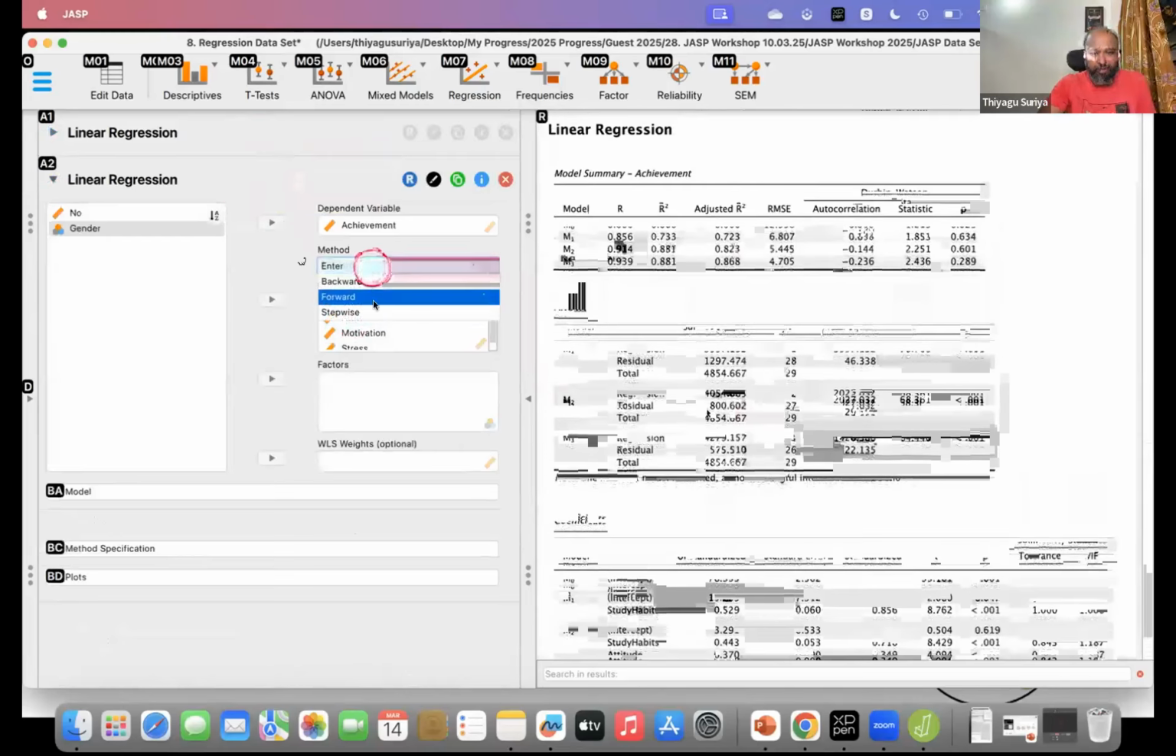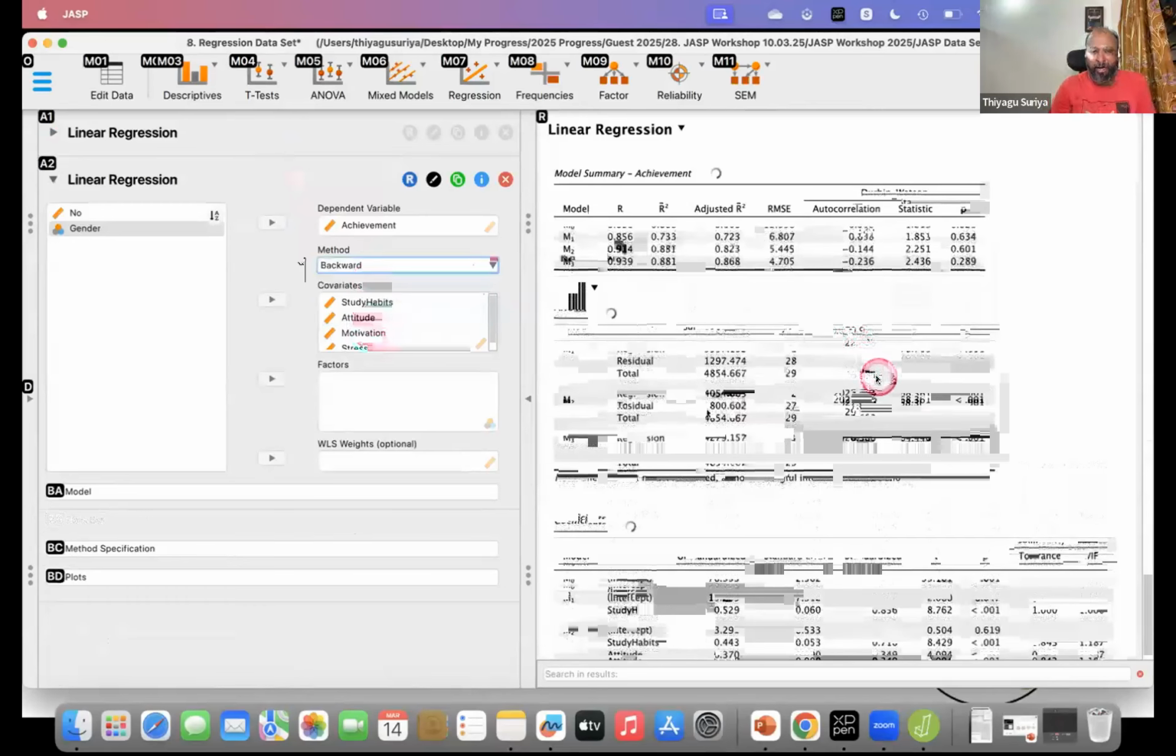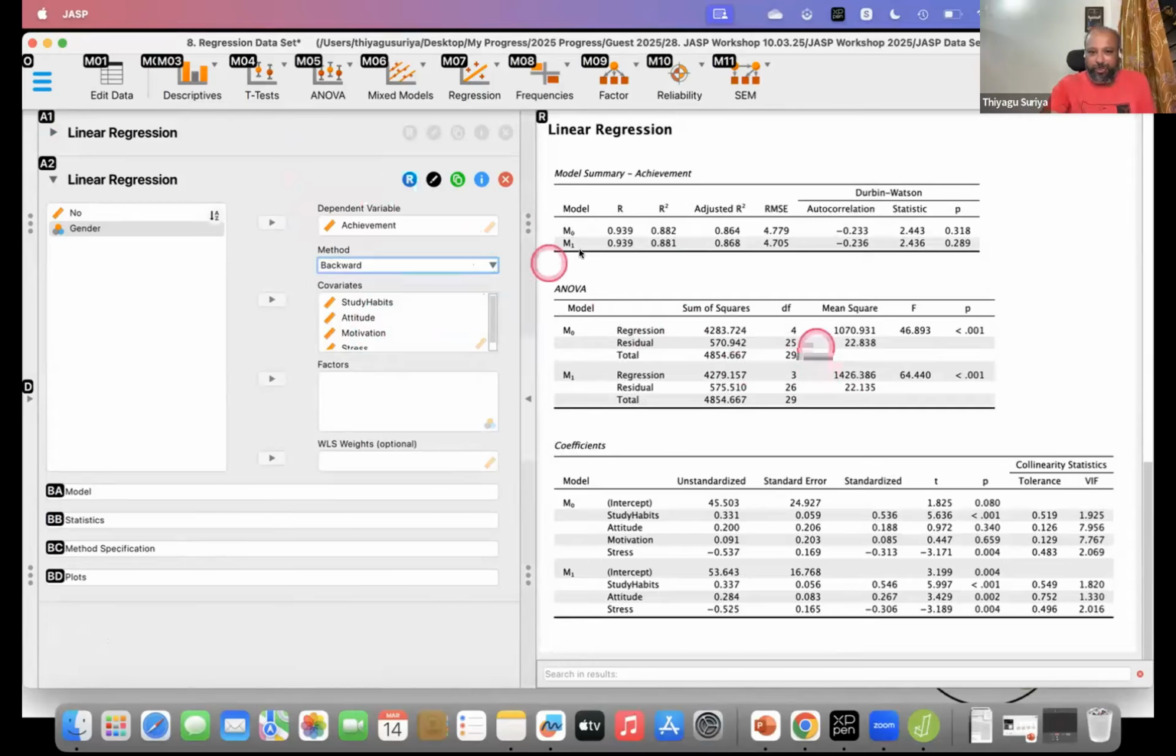I'm going to the forward model. I'm going to the backward now. Yes, what happened to the backward model? The backward model starts with all the variables in the stack, then removes them one by one. Now you can see this output also.